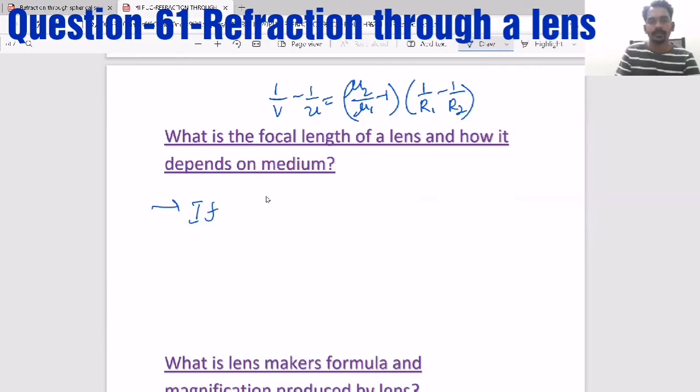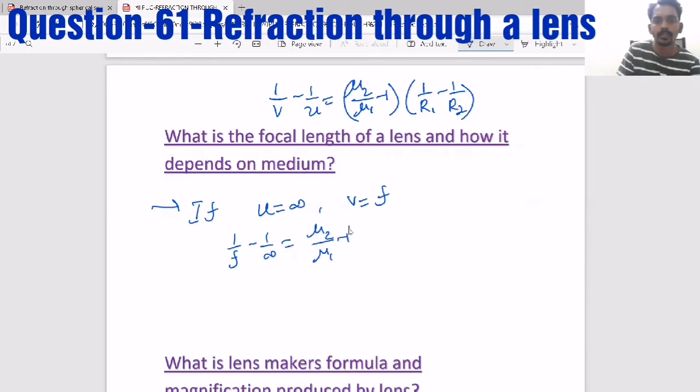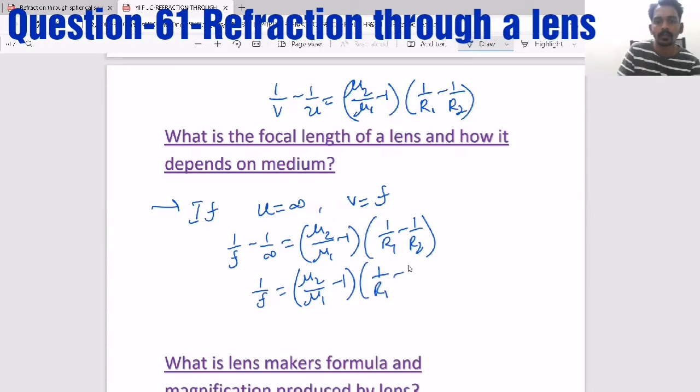When you consider the object is at infinity, then the image forms at the focal length. Then if you substitute the values, 1 by f minus 1 by infinity equals mu2 by mu1 minus 1 times 1 by R1 minus 1 by R2. That means the focal length is given by mu2 by mu1 minus 1 times 1 by R1 minus 1 by R2.